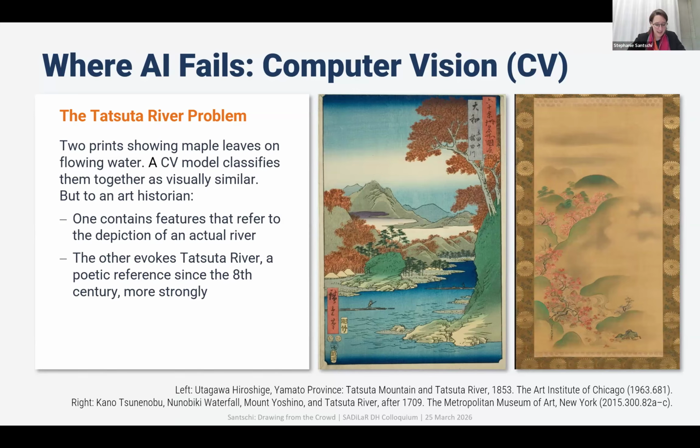And I argue that this is not an edge case. It's structurally characteristic of how Japanese visual culture worked. And it means that any computational approach to these materials has to grapple with a representational system that doesn't separate clearly what is shown from what it meant in the way that Western landscape conventions do more often.